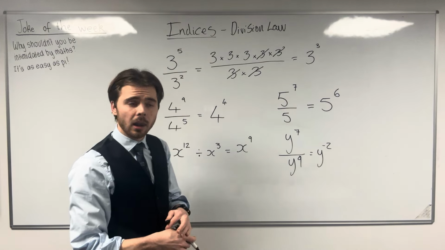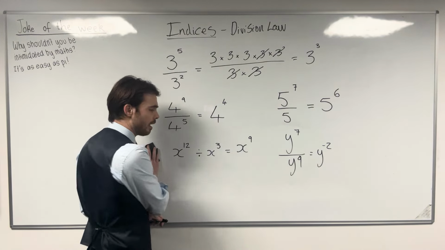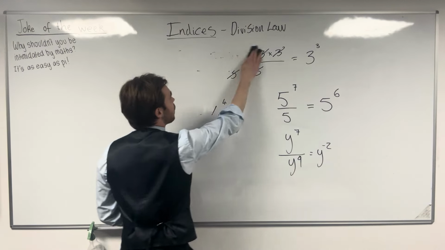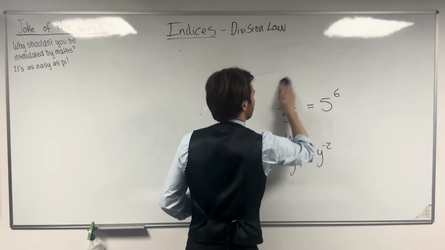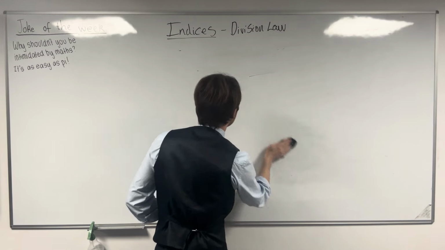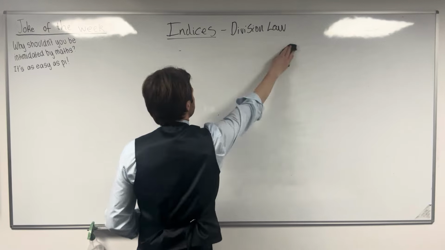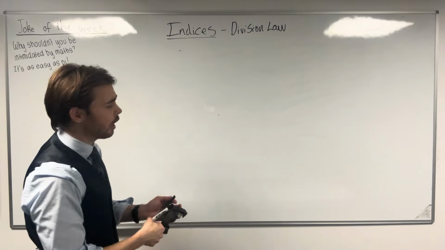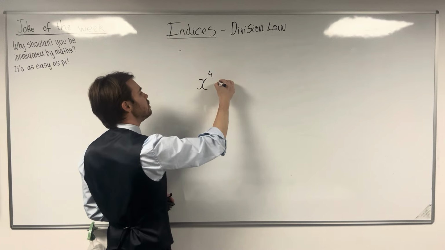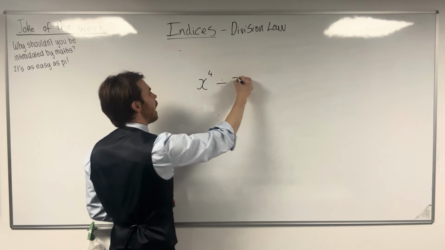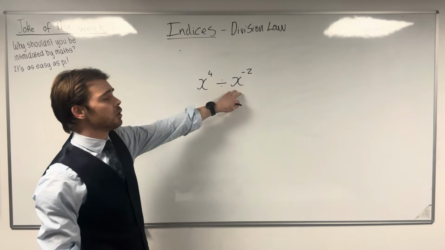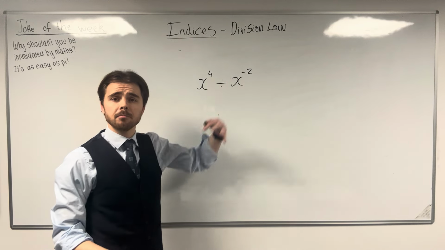All right, the last one I wanted to show you, I'm going to rub everything out that we've done so far. The last one is a little trick that can occur. And it's about the knowledge of your negative numbers here. So the trick that can occur is this one. If I have x to the power of 4 divided by x to the power of negative 2. So you have a negative on the denominator, or you're dividing by a negative power.